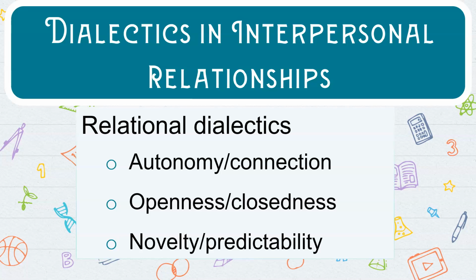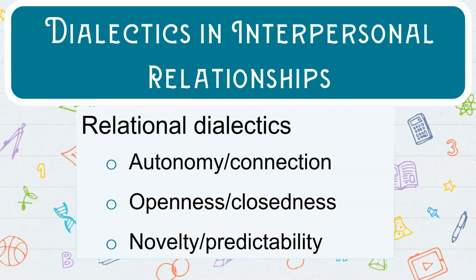Openness or closedness, openness or privacy. So you want to share personal information, you want to disclose information to someone, but at the same time, you want to keep some things private. So that's this tension, this relational dialectic. You want to be open, but sometimes you still want to keep things private, keep things closed off.